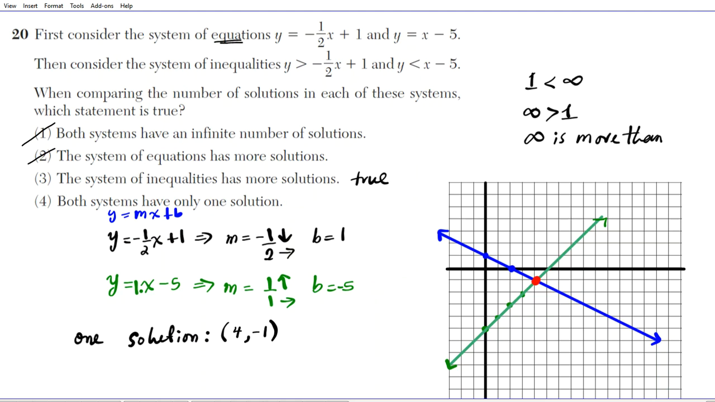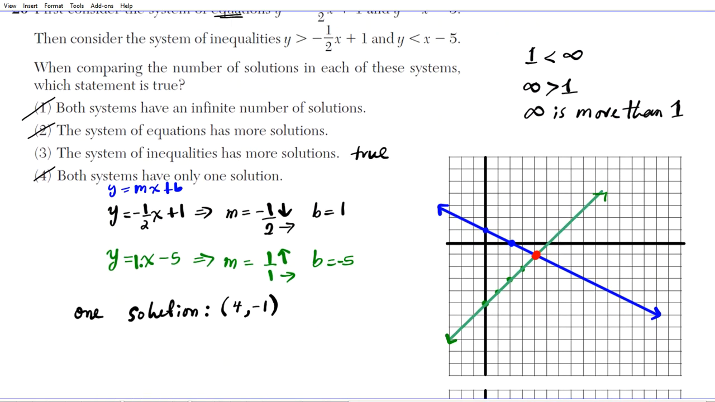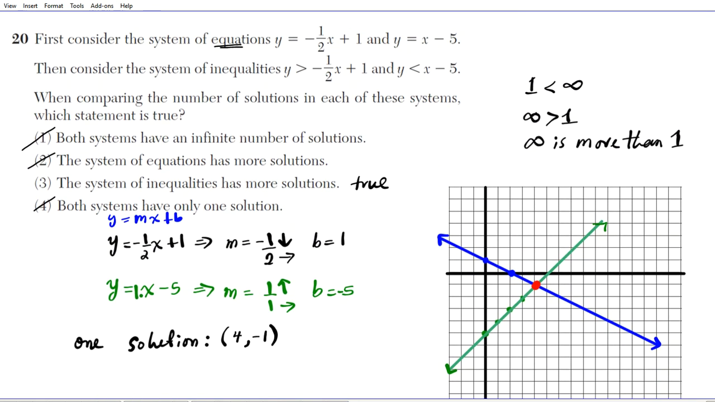Now let's take a look at the last one just to make sure. It says both systems have only one solution. That's false also because the system of linear inequalities has not one but infinitely many solutions. So any point I pick in region 1, like this point right here, that's a solution, that's a solution, that's a solution. It just goes on and on. You have an infinite number of points. So the answer to question number 20 is option number 3.